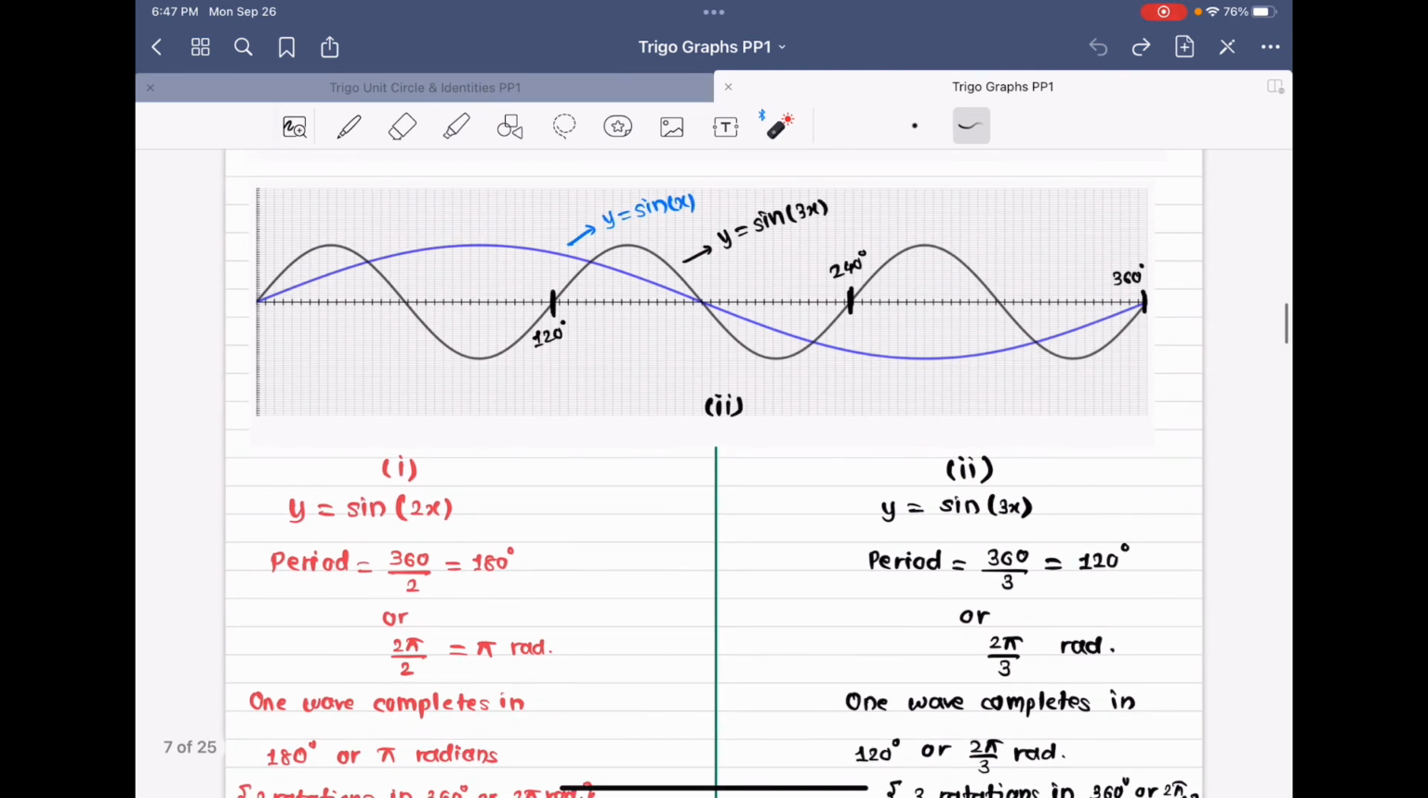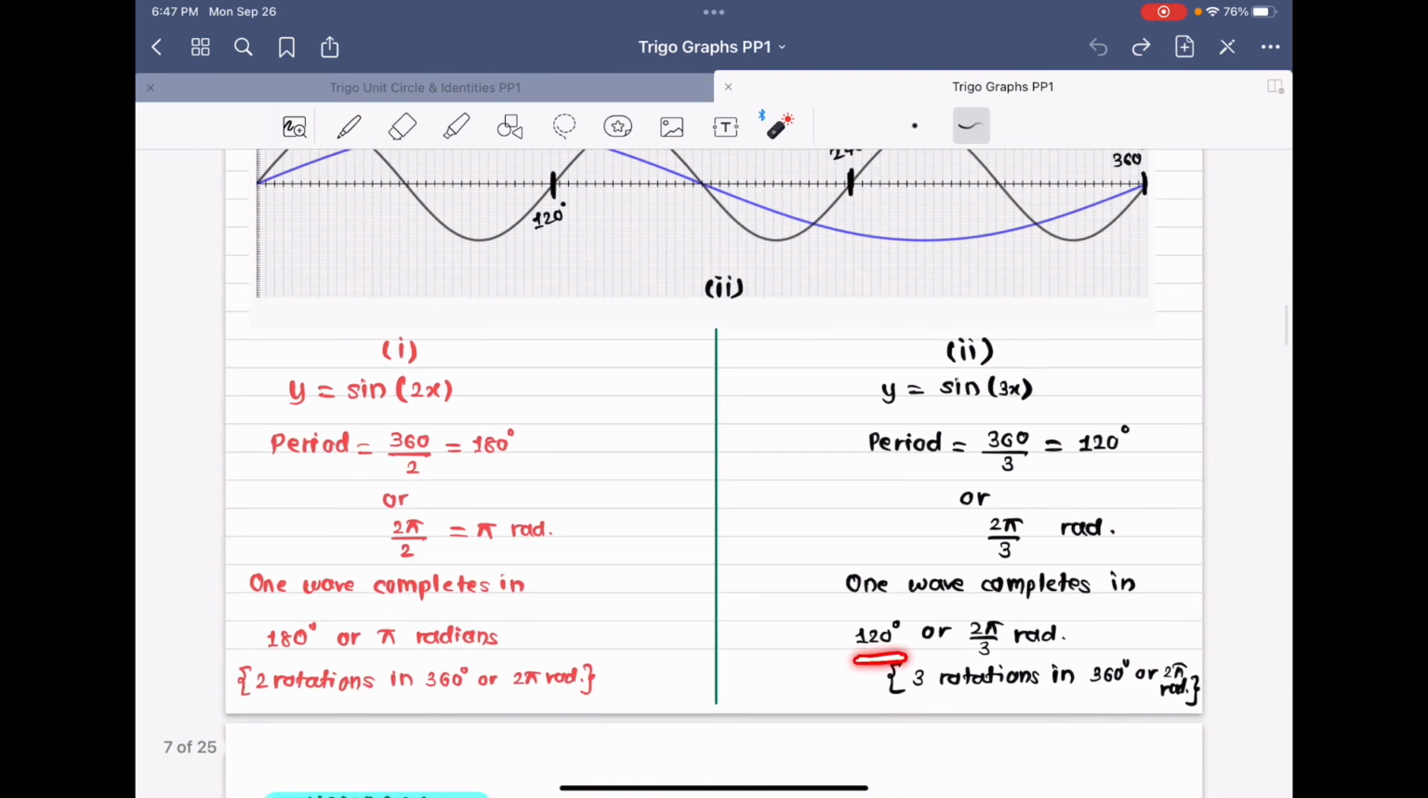Similarly, there is the black curve. Y is equal to sine 3x, 360 upon 3 is 120 degrees or 2 pi upon 3 radians. One wave completes in 120 degrees or 2 pi by 3 radians. So 3 rotations in 360 degrees or 2 pi radians.